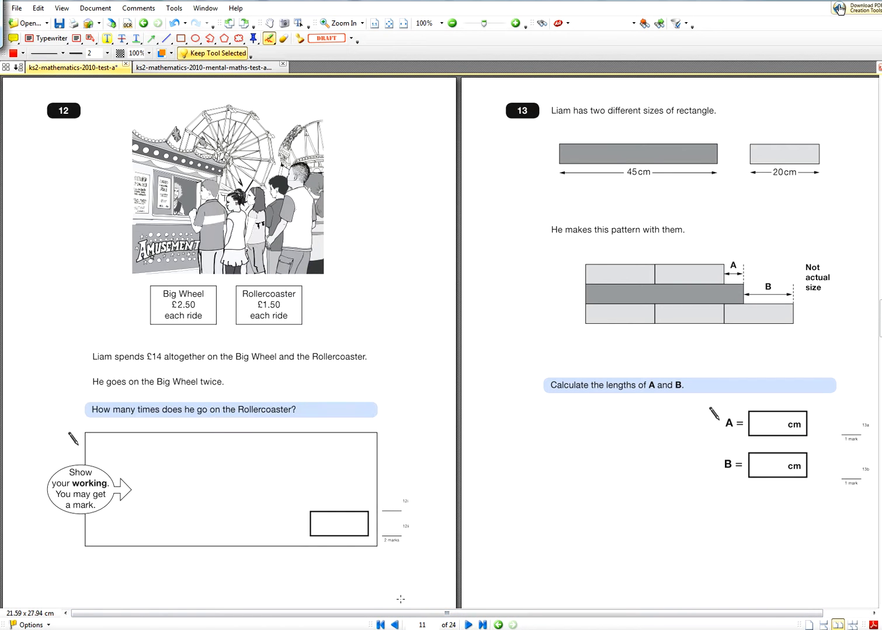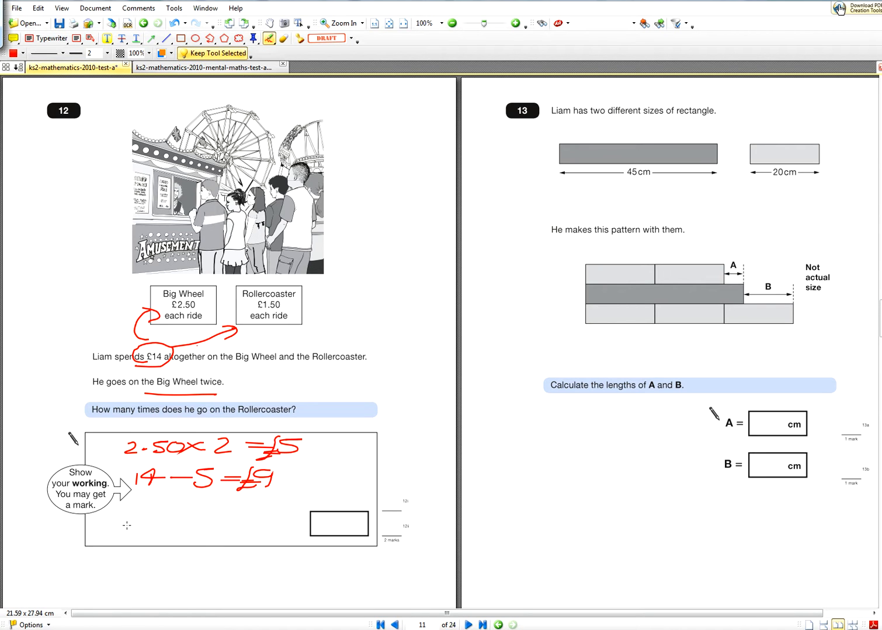Okay, number 12. Liam spends £14 altogether on the big wheel and the roller coaster. He goes on the big wheel twice. How many times does he go on the roller coaster? So how much does it cost for the big wheel? And how many times does he go on there? 2. And £2.50 times by 2 is? £5. And how much do you start with? £14. And then minus the £5 that gives you? £9. So you had £9 left.